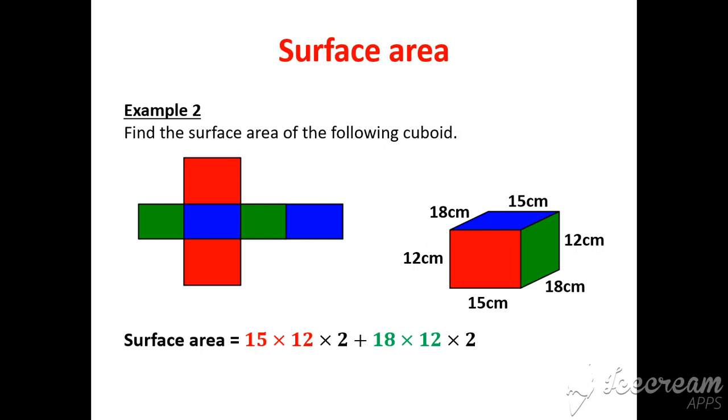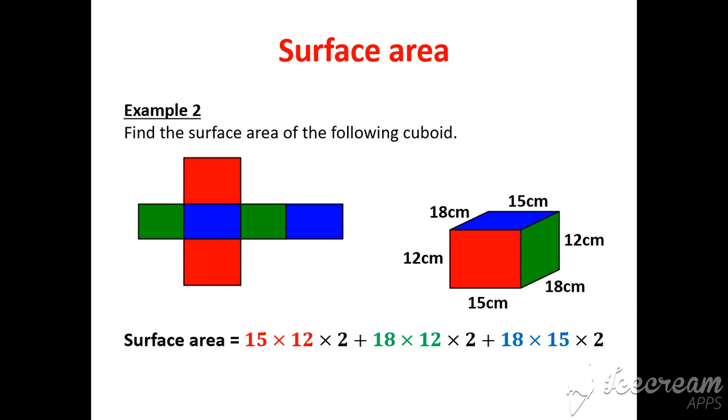I'm going to do the green side next. So I'm going to go 18 times 12. Can you see the green side is 18 on the bottom and 12 up. So 18 times 12, but I'm times by 2 because there's 2 green sides. Now I plus one more, which is the blue, the top and the bottom. Can you see the top? The blue is 18 by 15, so 18 times 15 times 2, because there's 2 blue sides.